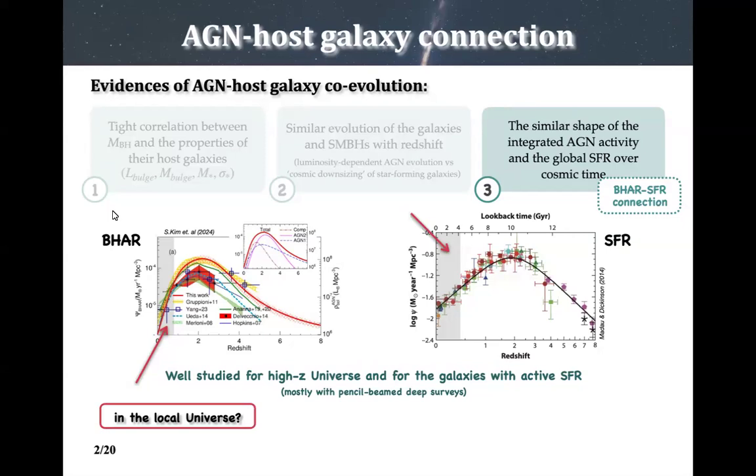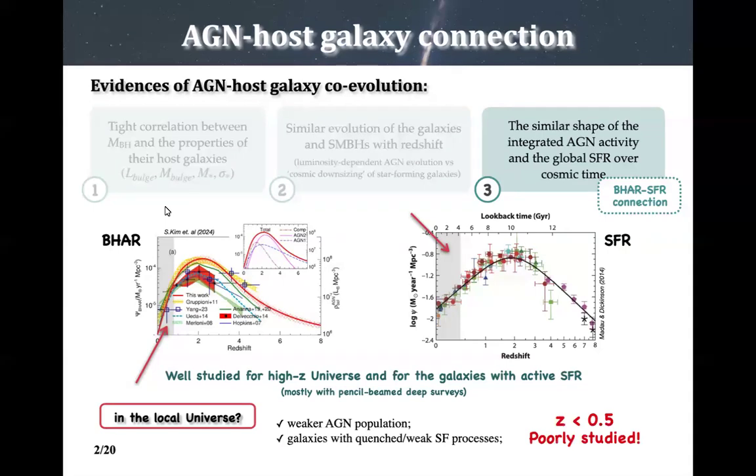Because in the local universe, first of all, we have a weak AGN population. We can probe it because it's easy, it's the local universe. And we also have galaxies with quenched or very weak star formation rate, mostly ellipticals, so we can probe them. Unfortunately, we have not probed them very well. So my study will be absolutely focused on the low redshift universe.